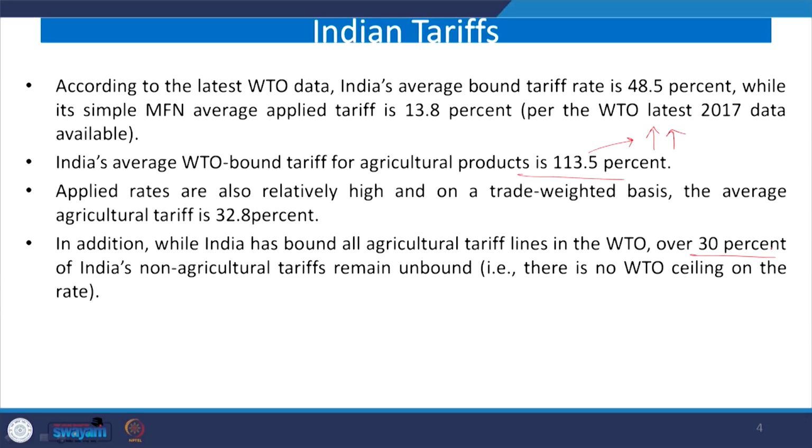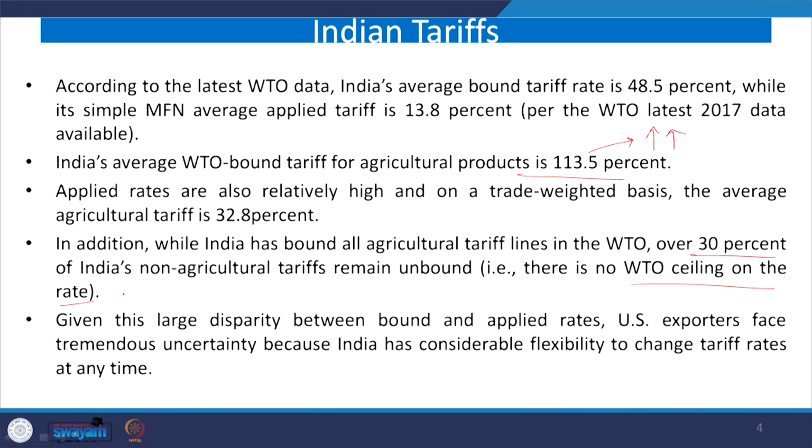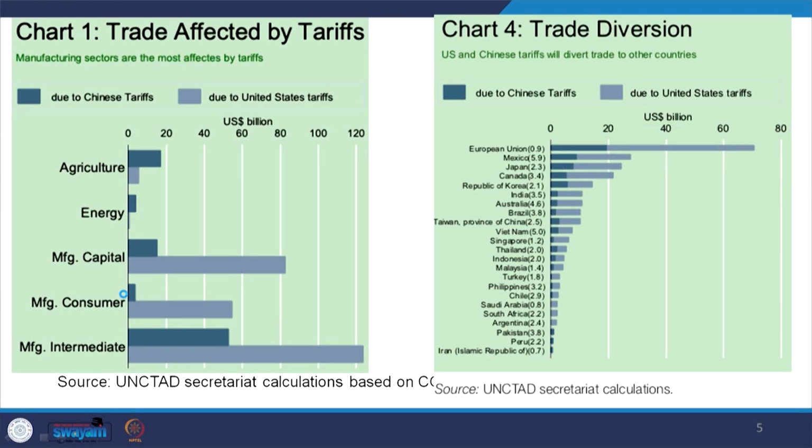Though agriculture tariffs are bound by the WTO norms, over 30% of non-agriculture tariff lines are not. They are unbound, there is no WTO ceiling on those rates, and therefore no binding is defined. Given these large disparities between bound and applied rates, US exporters face tremendous challenges and uncertainty because of India's flexibility to change tariff rates at any time as per the WTO norms.